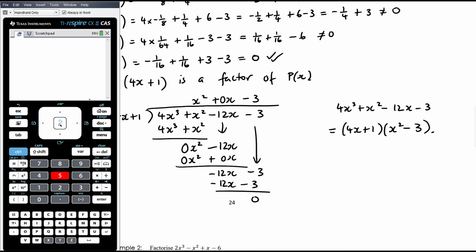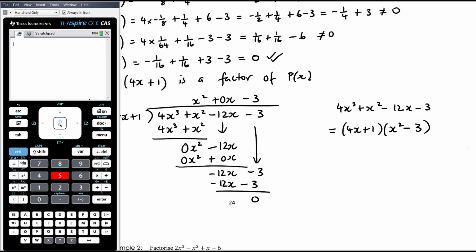Now, we're actually done here. It is possible to write x squared minus 3 as x minus root 3 times x plus root 3. But the minute you have to factorise into surds, you're going a step further than you need to. So if it won't factorise any further without the need for surds, you can stop at that point. So 4x plus 1 times x squared minus 3.